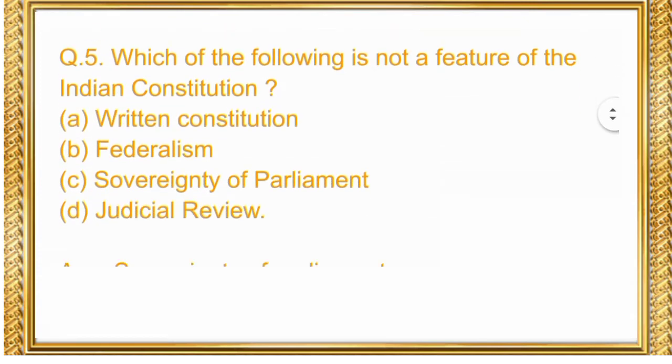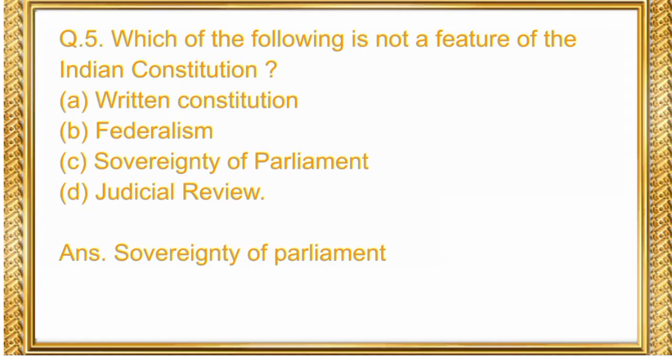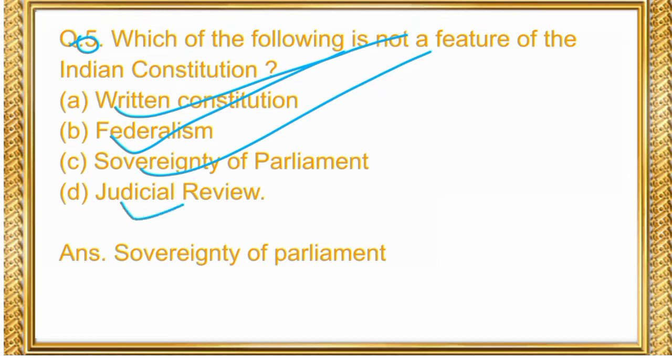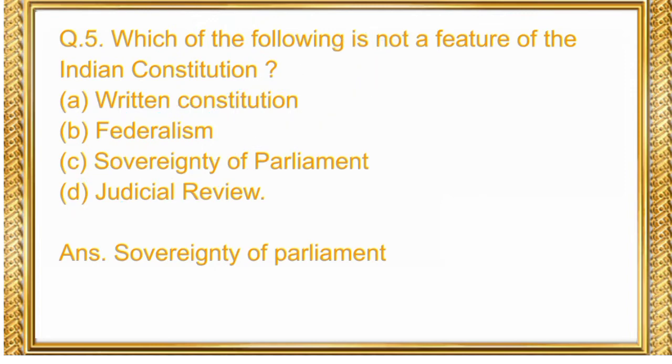Next question is question number 5, telling that which of the following is not a feature of the Indian Constitution? Option A is written constitution, B is federalism, C is sovereignty of the parliament, and D is judicial review. Keep in mind, here it is asking not a feature of the Indian Constitution. And the correct option according to this is C, sovereignty of parliament.